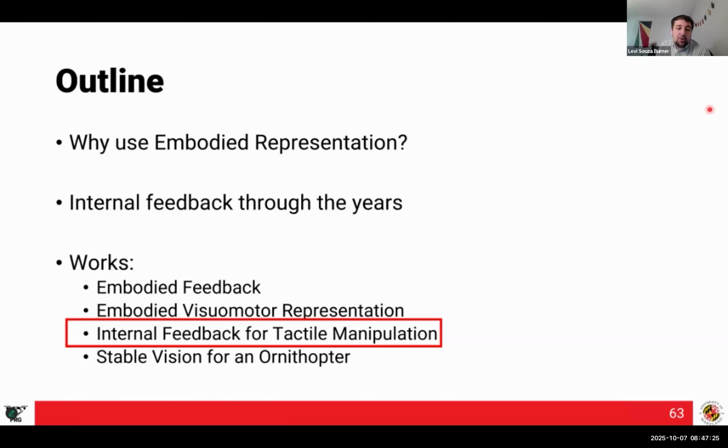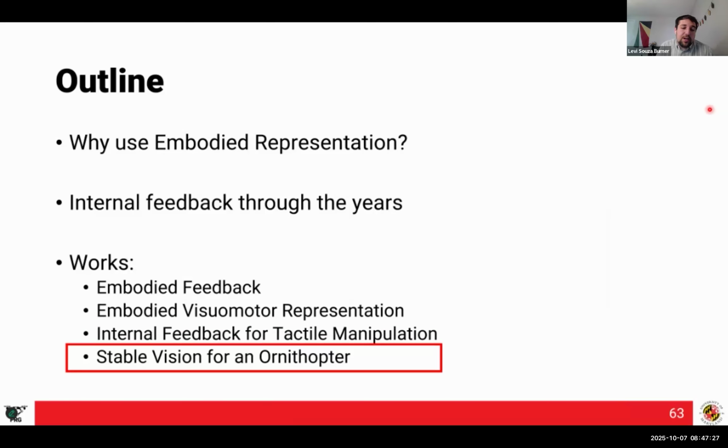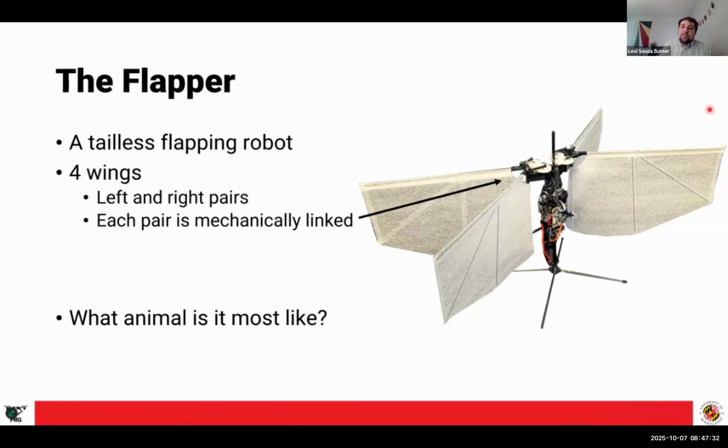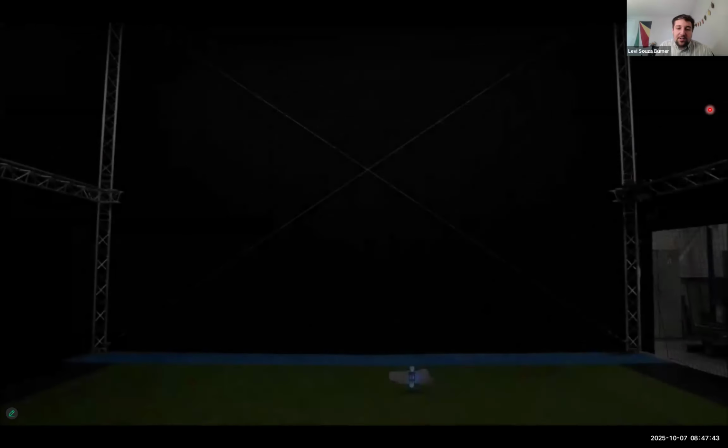The second work I'll show you, or the second follow-up work I'll show you, is stable vision for an ornithopter. So we have this robot in our lab called the flapper. It has 4 wings, which are 2 independent pairs that allow it to fly. And normally I would fly it for you if this were an in-person talk, but today we'll have to use a video.